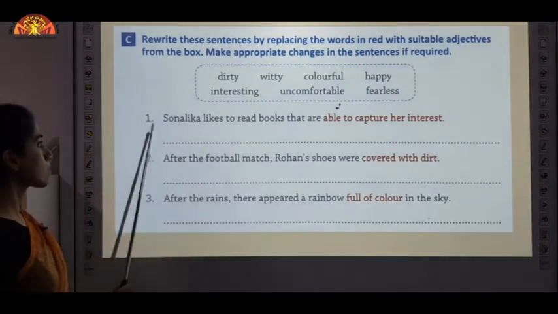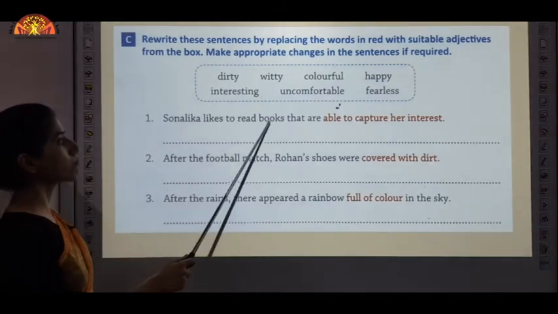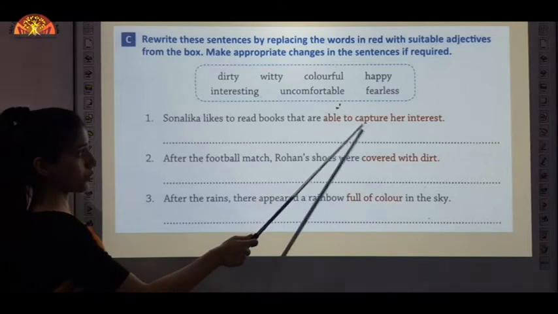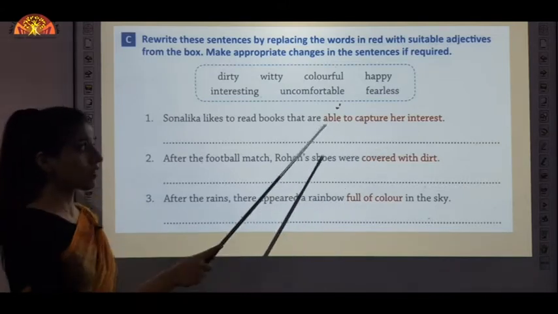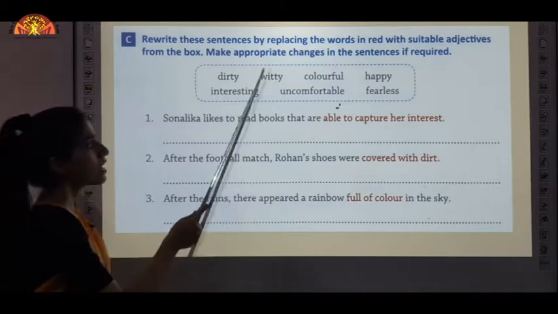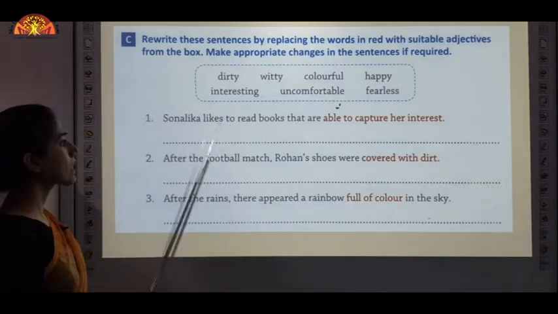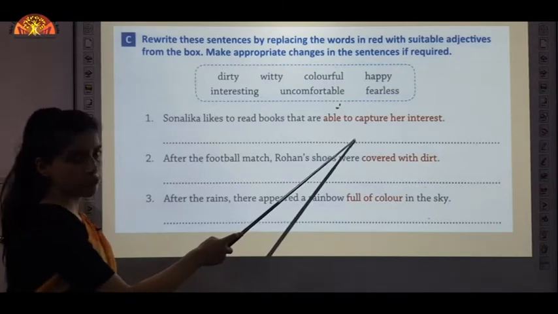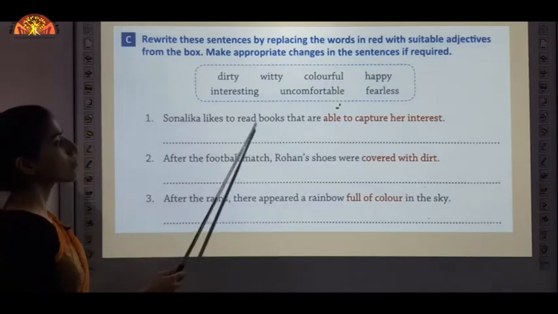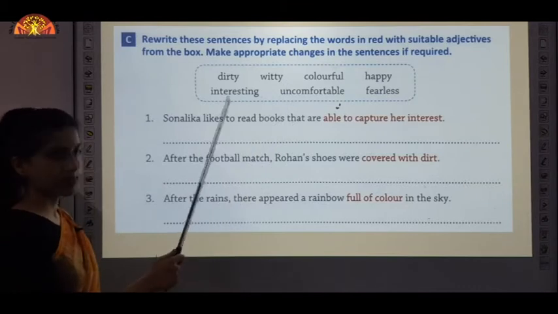So now first one, Sonalika likes to read books that are able to capture her interest. So able to capture her interest, here something related to interest, that is interesting. So I can use the word interesting over here. Sonalika likes to read books that are interesting.